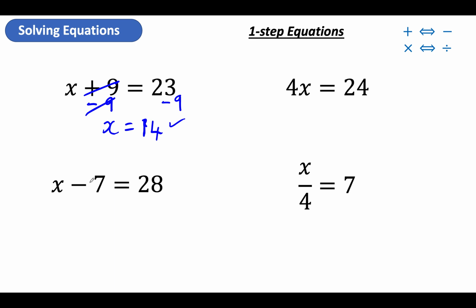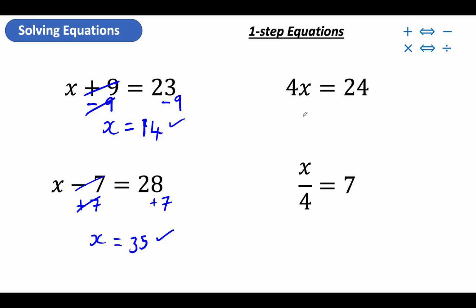Okay, so x take away 7. So something take away 7 is 28. Well, to get x on its own, I need to get rid of the minus 7. So I'm going to add 7, because 7 take away 7 leaves nothing. So over here it's just x. But what I do to one side, I must do to the other. So I'm going to add 7. 28 plus 7 is 35. Tick.